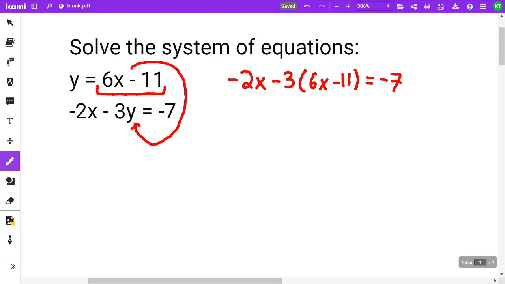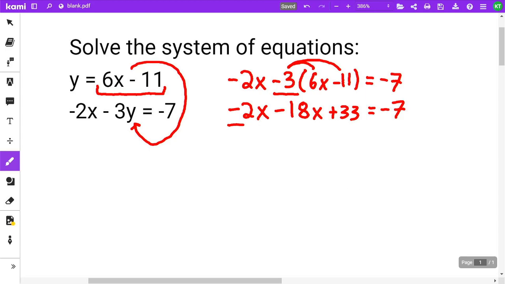And so now that we have our 6x minus 11 substituted in for our y, we're going to go ahead and solve for x here. And so to start doing that, our negative 2x is going to be the same, but now we're going to distribute the negative 3 to our 6x and our negative 11. So that will be minus 18x plus 33, because a negative times a negative will give us a positive, is equal to negative 7. Then we're going to combine our like terms here. So negative 2 and negative 18. That will give me a negative 20x plus 33 is equal to negative 7.